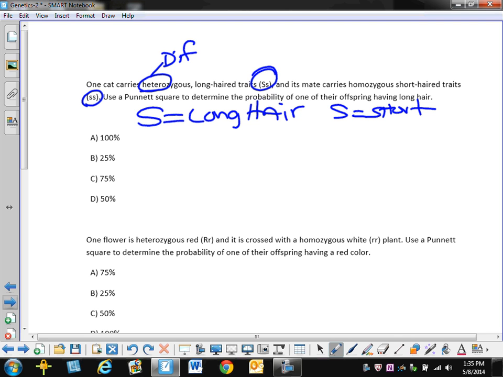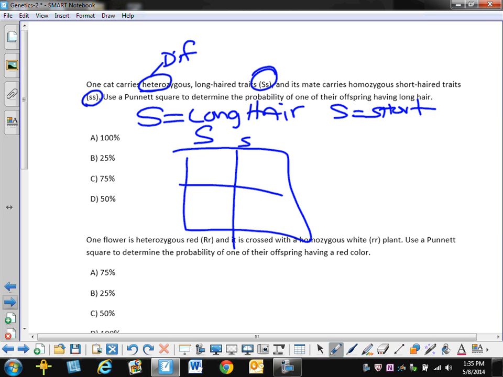Use the Punnett square to determine the probability of one of the offspring having long hair. Walk in the park. We do a Punnett square. We've got big S, little s. We've got little s, little s. We have big S, little s, little s, little s, big S, little s, little s, little s. How many big S's do we have? Are both of these capitals? Then we don't have any.